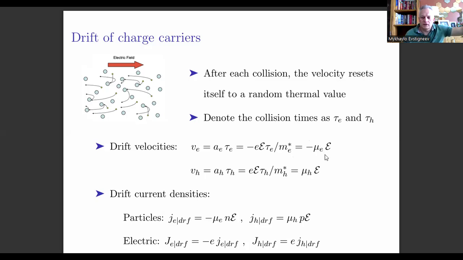Electrons' average velocity is against the electric field, so it is negative: electron mobility times the electric field. Electron mobility is elementary charge times the collision time, tau, divided by the effective mass. That's the mobility. And a similar expression is valid for holes. Hole mobility is elementary charge times the hole collision time, divided by the hole conductivity effective mass.